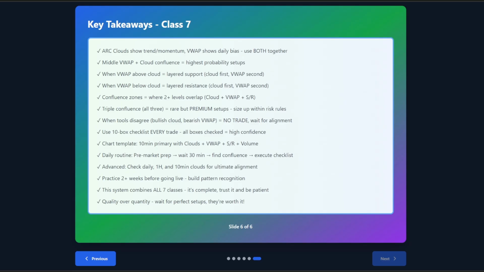So when price is above the VWAP and above the cloud, this is layered support. Cloud first, VWAP second. When VWAP is below the cloud, this is layered resistance. Cloud first, VWAP second. Confluence zones: 2+ levels are overlapped. Cloud, VWAP, or a support and resistance level. Triple confluence, all three. Rare but premium setup, size with risk rules.